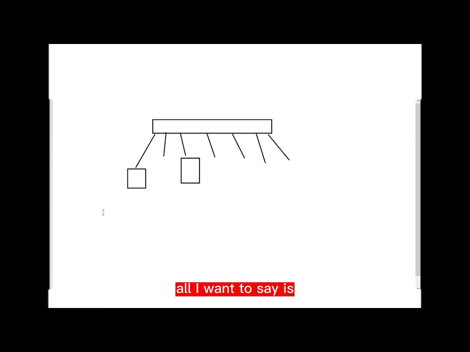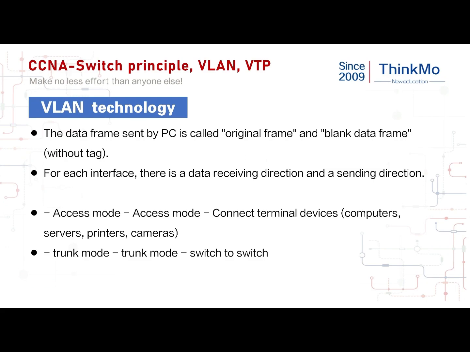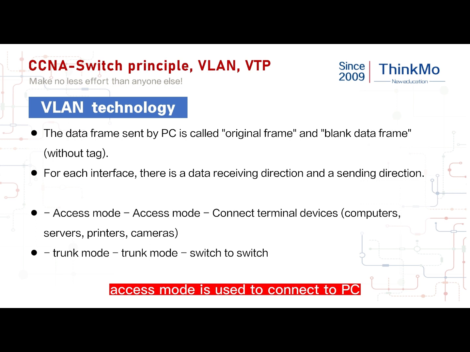All I want to say is, after we divide the VLAN, each interface will have its own link type. Different link types have different processing behaviors for data. Let's talk one by one. In fact, Cisco is easier to understand. Cisco only has 2 link types. The first is access mode. Access mode is used to connect to a PC.